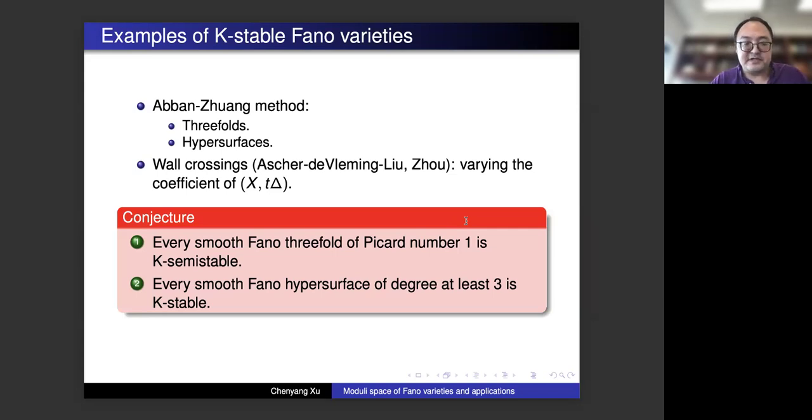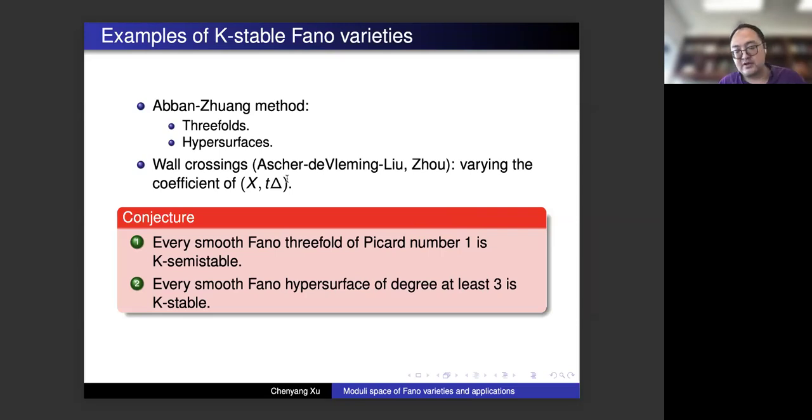And another research direction, by Ascher, DeVleming, Liu, Zhou, and others, is that we can vary the coefficient t of a pair and study the wall crossing structure of the different moduli. This will actually play some role in the application I will talk about in the second part. But there is a general theory for Fano varieties doing moduli like this.